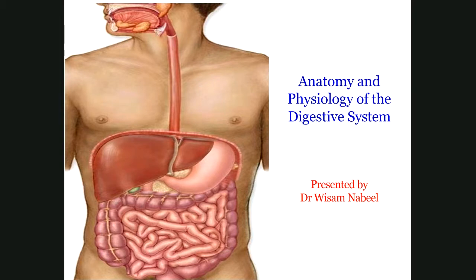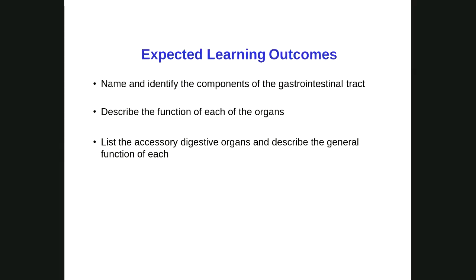Well, today we are going to go into more details about the anatomy and physiology of the digestive system. We will start from the upper parts, in the same approach we have used in the respiratory system. So, the learning outcomes are very simple. We will identify the components, the anatomy of the different organs within the gastrointestinal system.